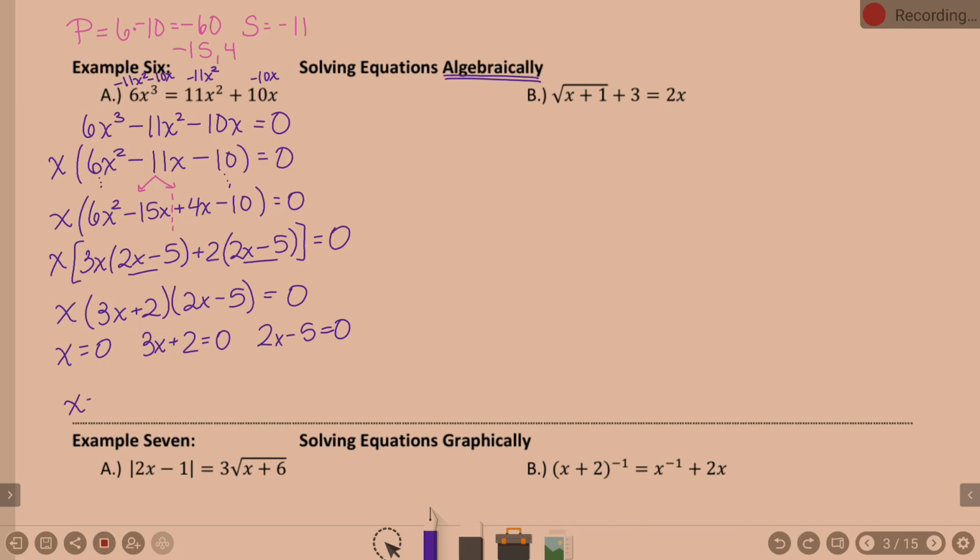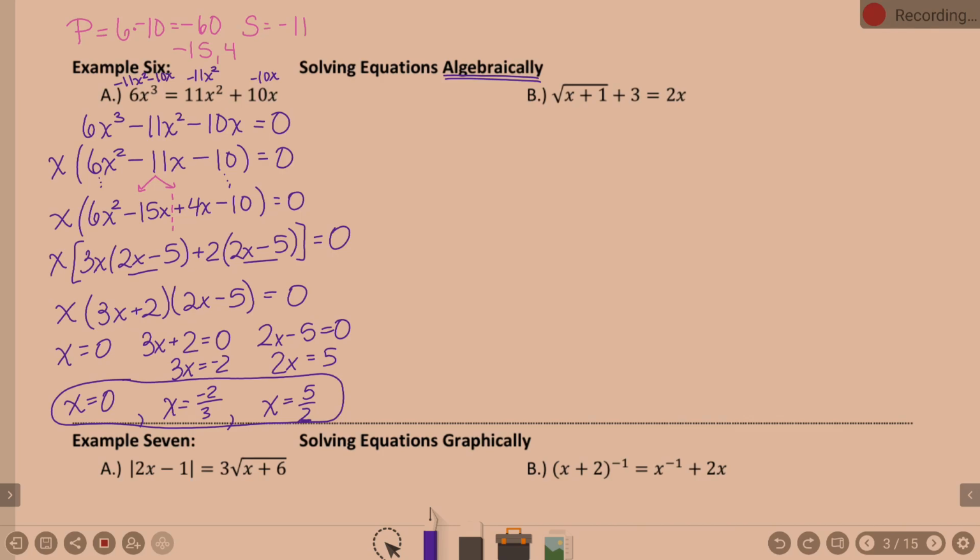x equals 0. For 3x plus 2, if I subtract 2, 3x equals negative 2, and x is negative 2/3. For 2x minus 5, add 5. 2x equals 5, and x is 5/2. And we have 3 answers. Okay. It's not a coincidence.